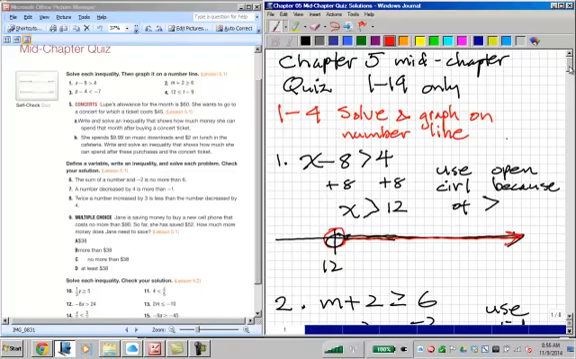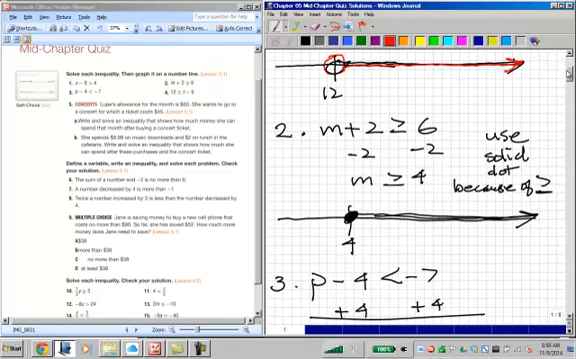Okay, 2, m plus 2 is greater than or equal to 6. Subtract 2 from both sides. M is greater than or equal to 4. Use a solid dot because of greater than or equal to, and then have the arrow going infinitely to the right.